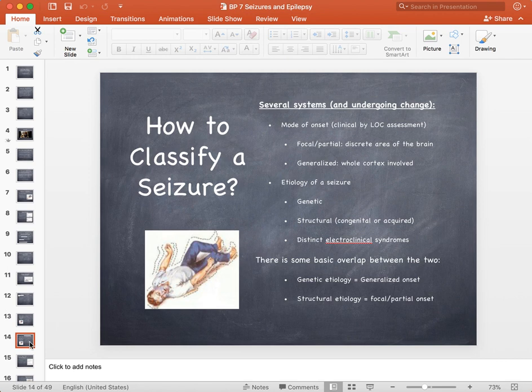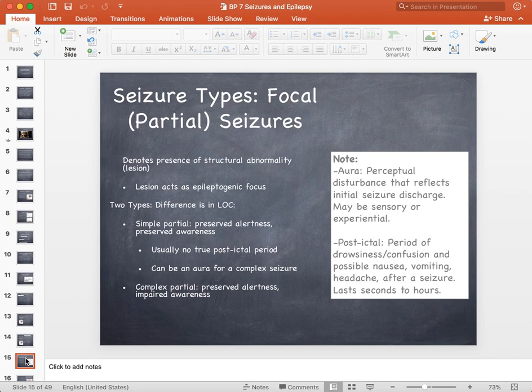And then what we call distinct electroclinical syndromes, and this is the epileptologists looking on EEGs and picking out clear patterns that underlie a distinct type of seizure, or etiology of seizure. Here's the basic overlap that I think helps simplify things a little bit. Genetic etiology basically equals generalized onset. It's G equals G, that's how I remember it, and I think you put that in your brain and you will remember it forever. Structural etiology essentially equals focal or partial onset, and we'll actually get into why in the next couple of slides. So, let's start with focal partial, the most simple ones.